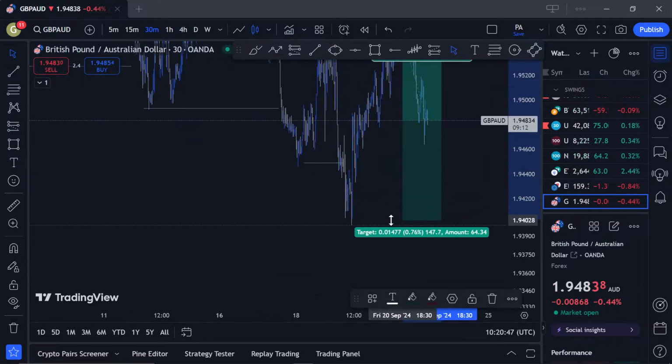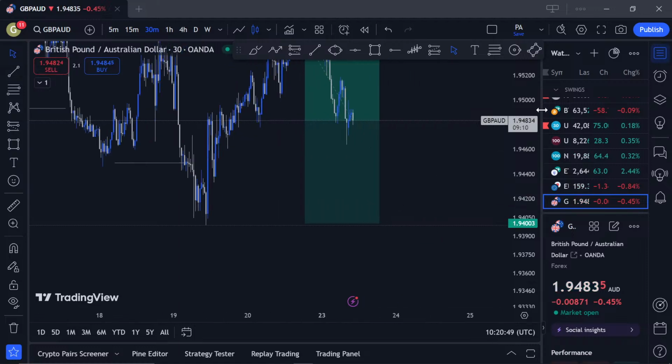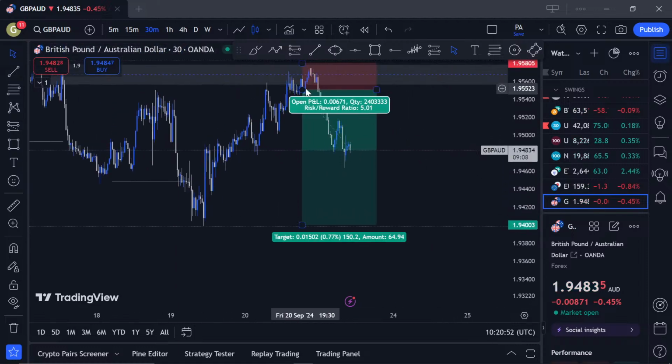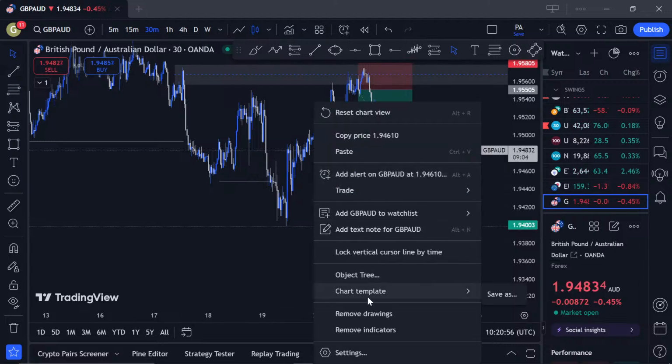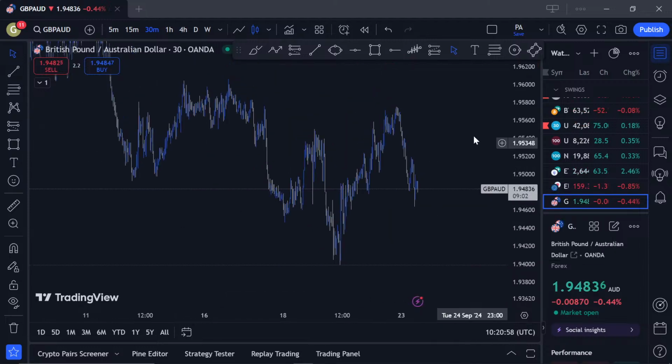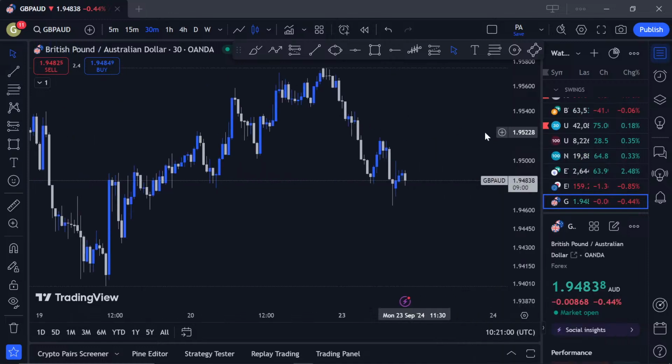You can see, I did not get to take this one actually, as it's still playing out perfectly well. So I'm just going to clear everything off right now, so you simply don't have to miss my live trades.